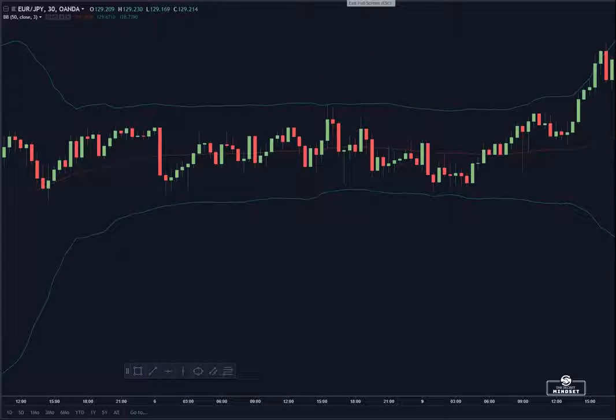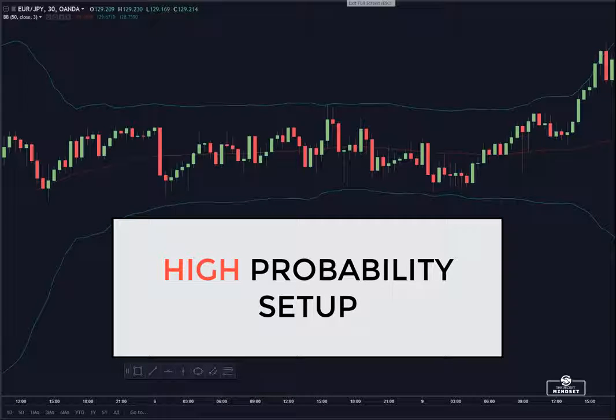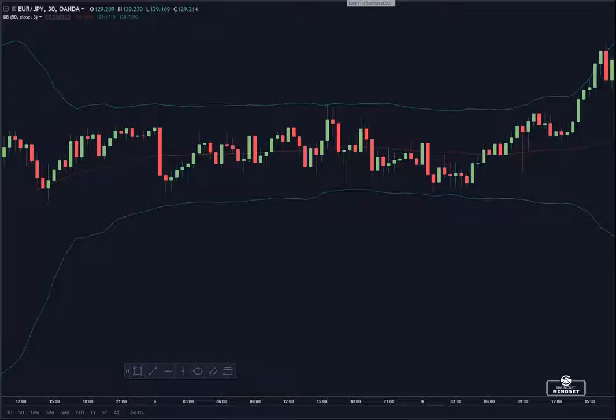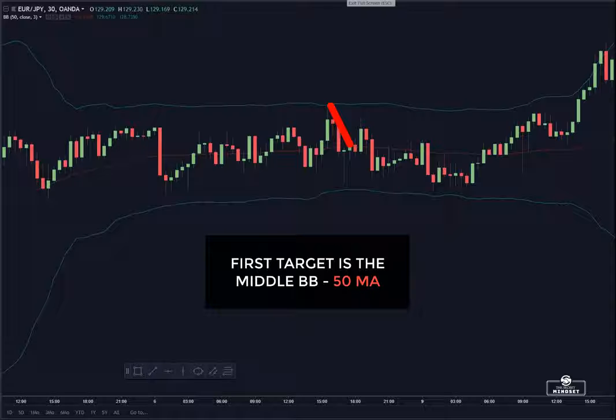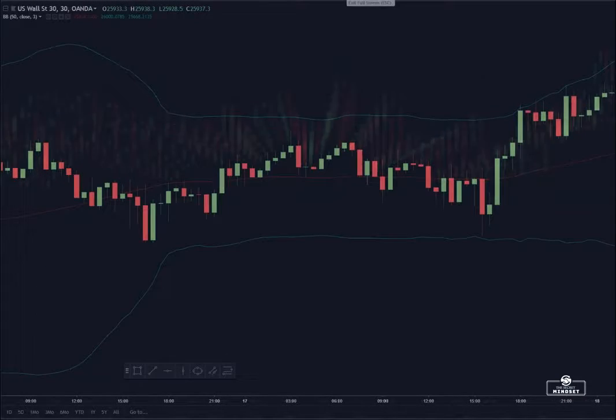This pattern won't allow you to catch big movements, but at least you will trade a high probability setup when all the conditions are met. The first target should be the middle band, and the next one will be the opposite end of the Bollinger Bands. Depending on the time frame traded or the size of the trading range, you have room to catch some decent points with diminished risk.